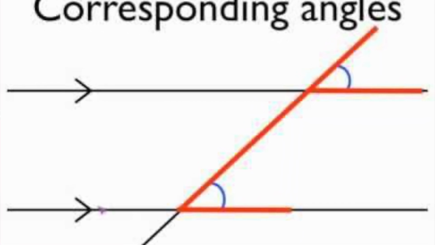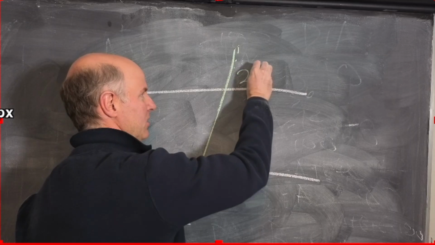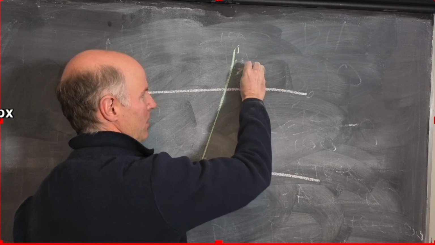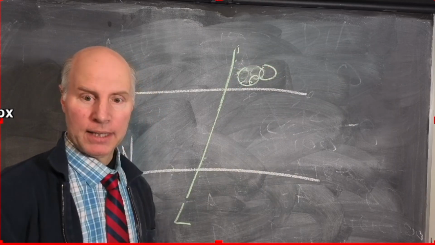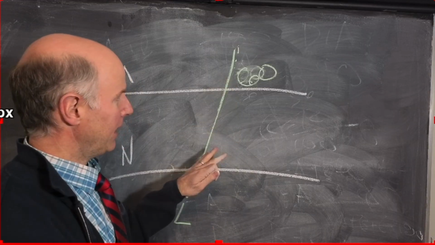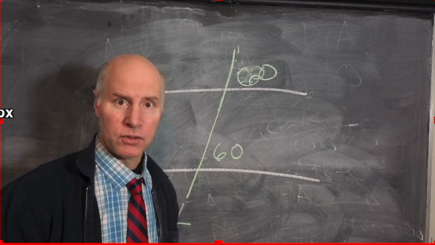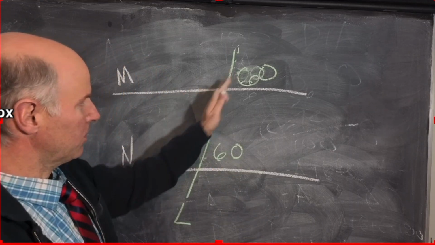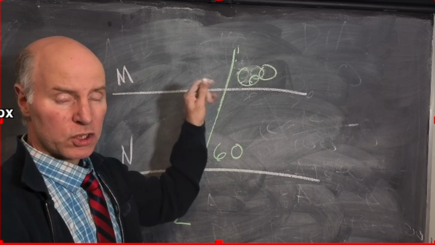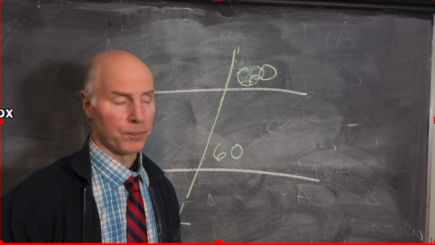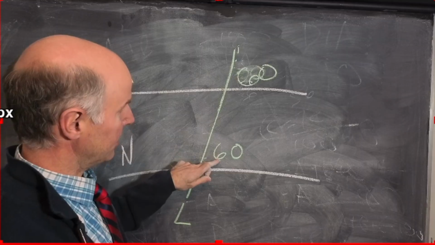But let's just review. If we know that this is, let's say, let's give it a better number here, 60 degrees, right? Its corresponding angle, that could be this one right here, is also going to be 60 degrees. Because when we have two parallel lines crossed by a transversal, corresponding angles are equal. That's the rule. So if this is 60, this is 60.